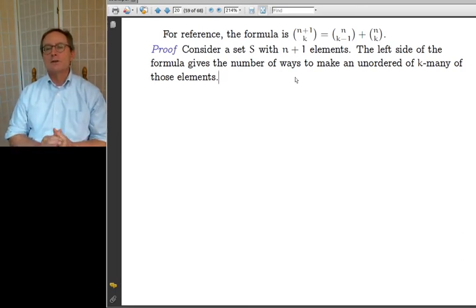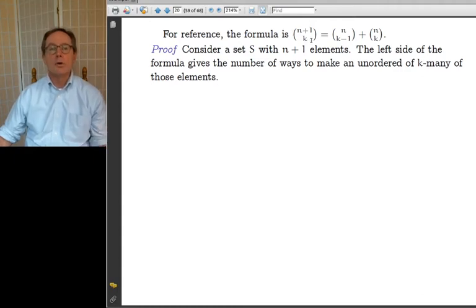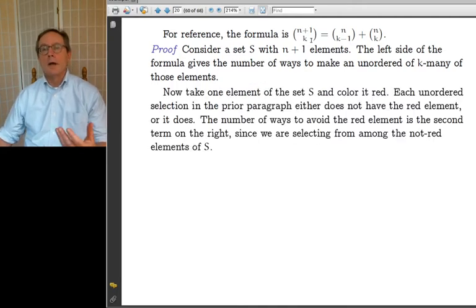Okay, so you consider a set that has n plus 1 elements because of this plus 1 up here. N plus 1 elements. The left side of the formula gives the number of ways to make an unordered choice of k many of these elements. So this is n plus 1 elements, make an unordered pick of k of them. Now, here's the way to look at the right-hand side. You take one element of the set S and you color it red. So now S consists of n many elements that are not red and one element colored red.